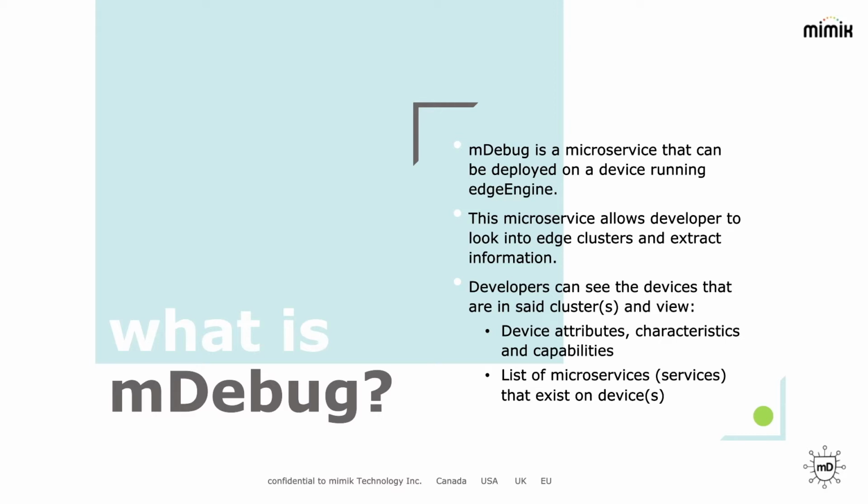mDebug is a microservice that can be deployed on any device running edgeEngine. It's a utility microservice that allows developers to look into edge clusters and extract information. Developers can see the devices that are in that cluster and view device attributes, characteristics, and capabilities, and also a list of microservices that exist on the device.